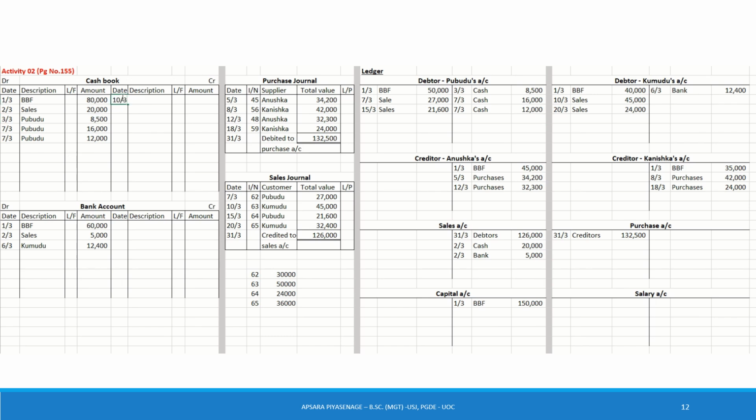10th of March, bank 12,000. Then bank account should be debited with this 12,000.